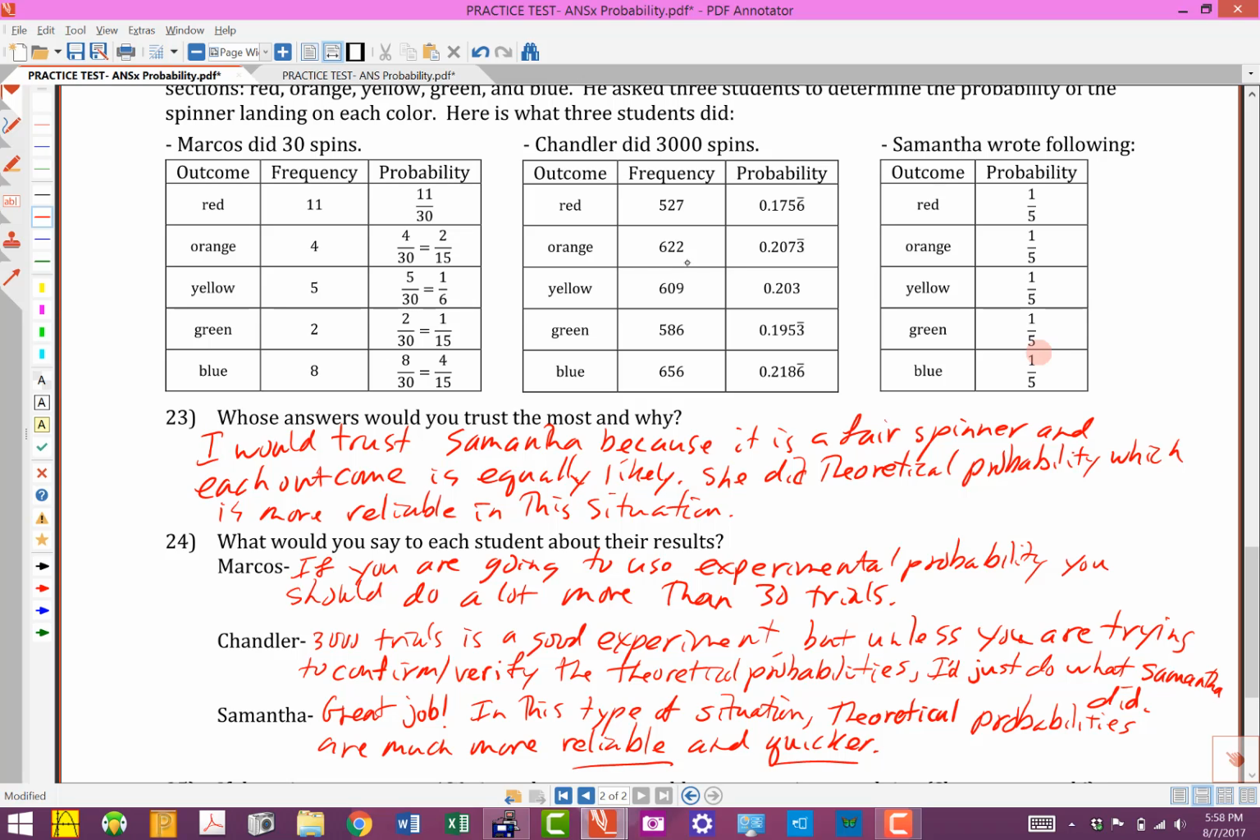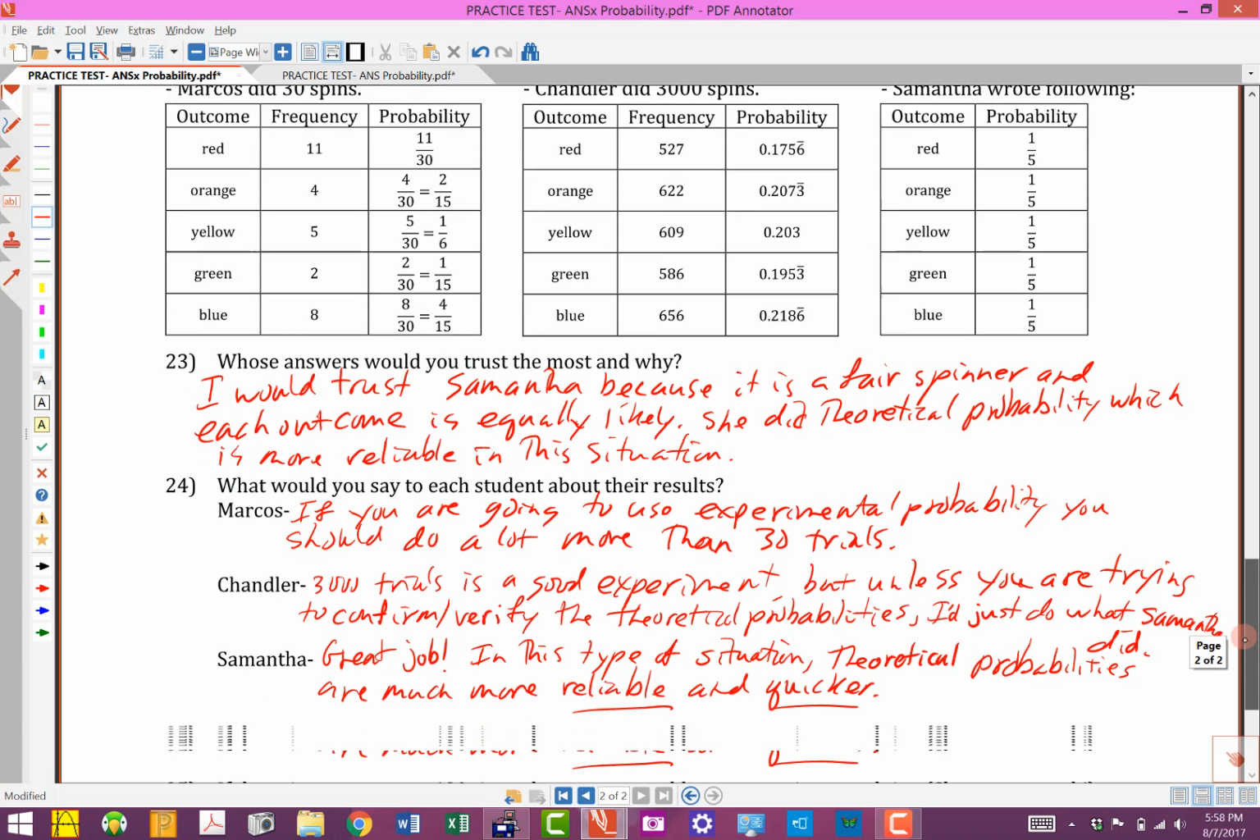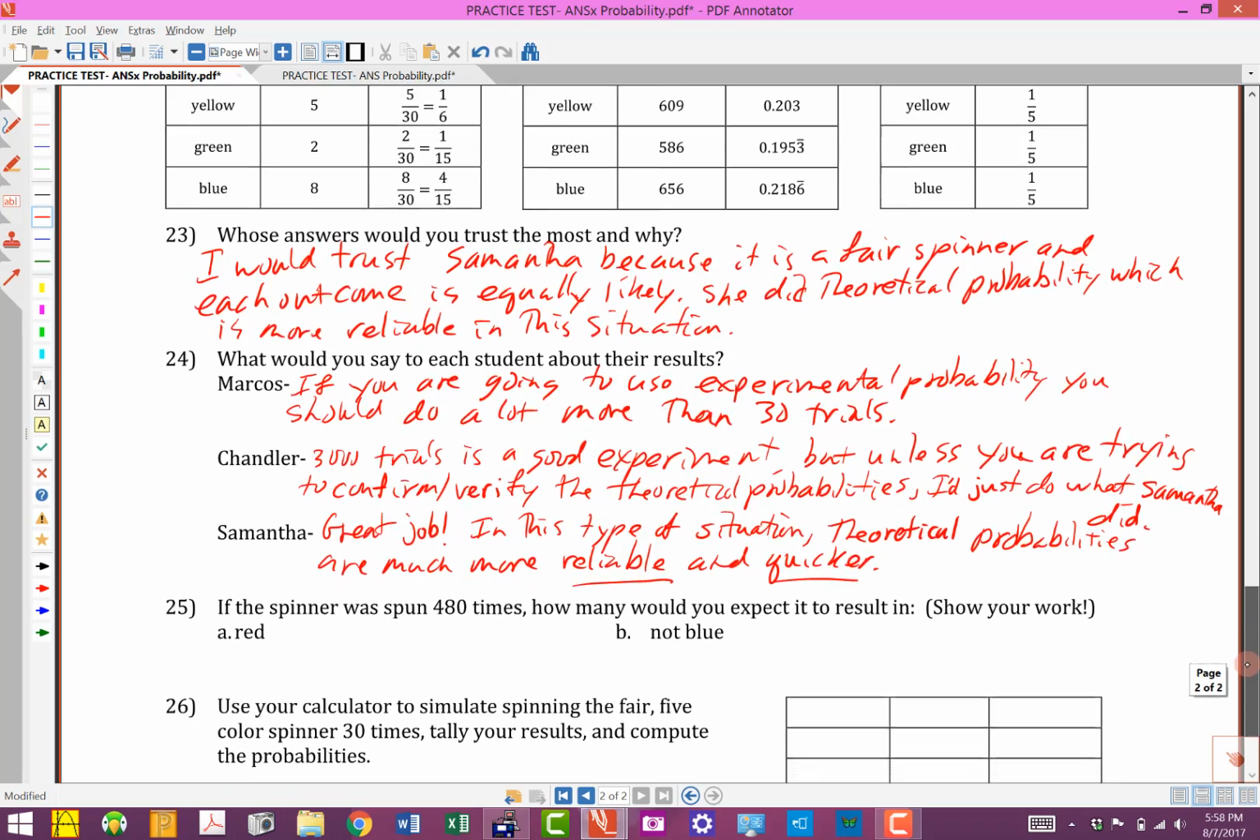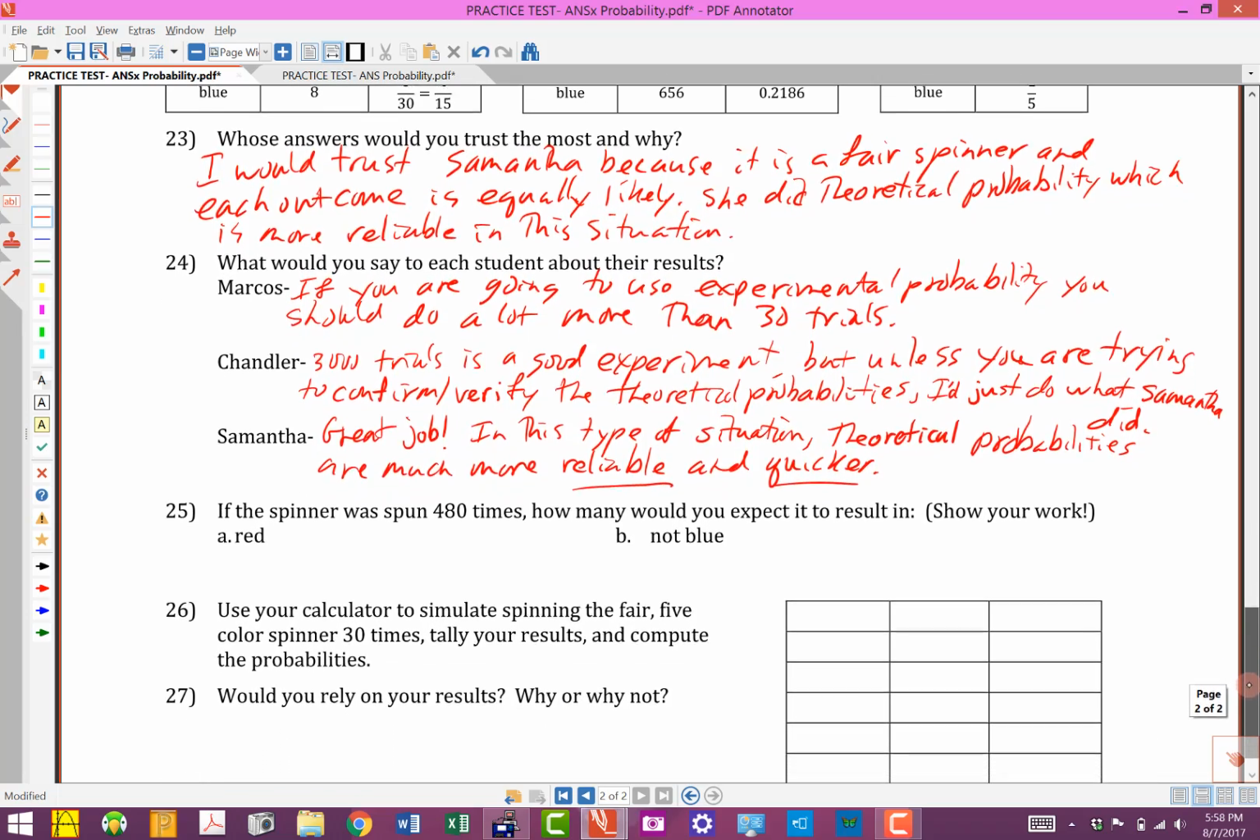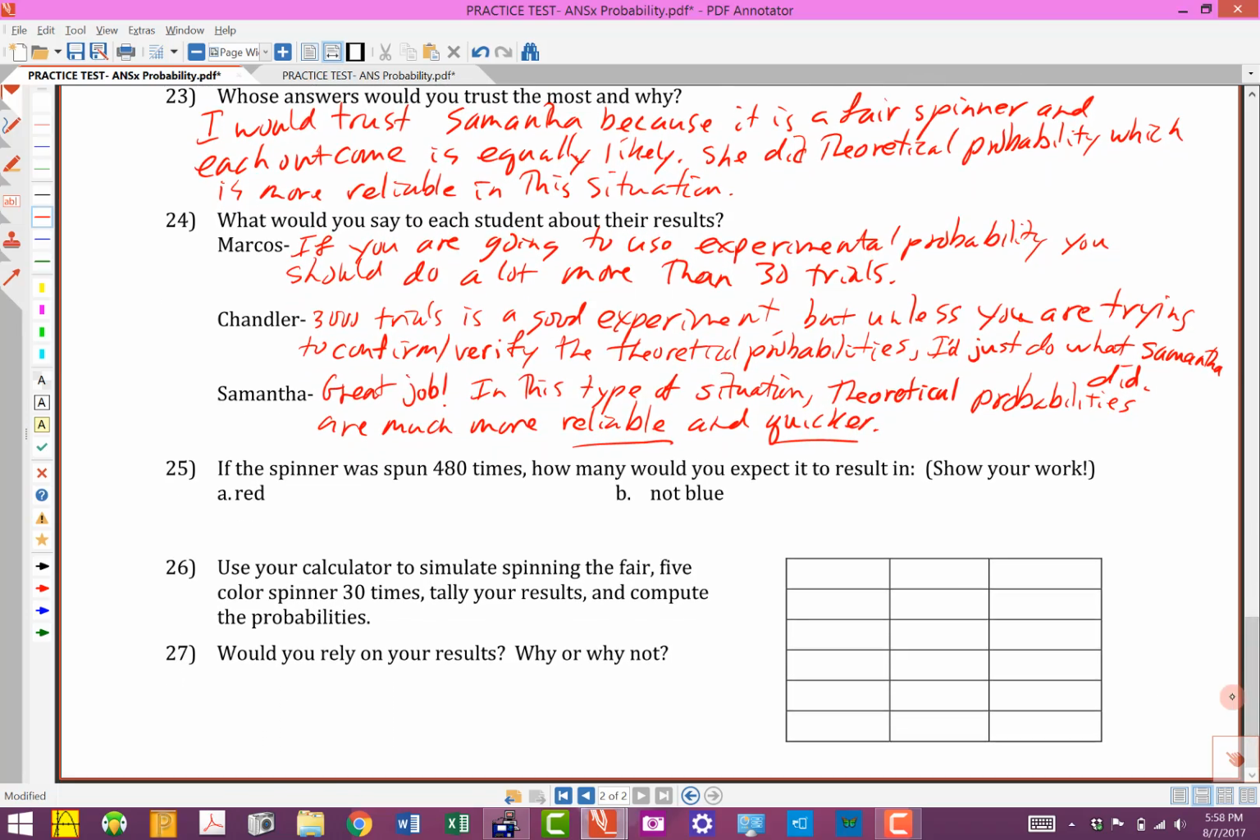Now remember, there are cases where we have to do tons of trials. We gave you that example of the pass the pigs game, where you can't really know what those probabilities are without actually going through and doing a bunch of trials. And for Samantha, we'd probably just say, hey, great job. Theoretical probabilities are the way to go in this situation. They're a lot more reliable, and they're quicker for that matter.